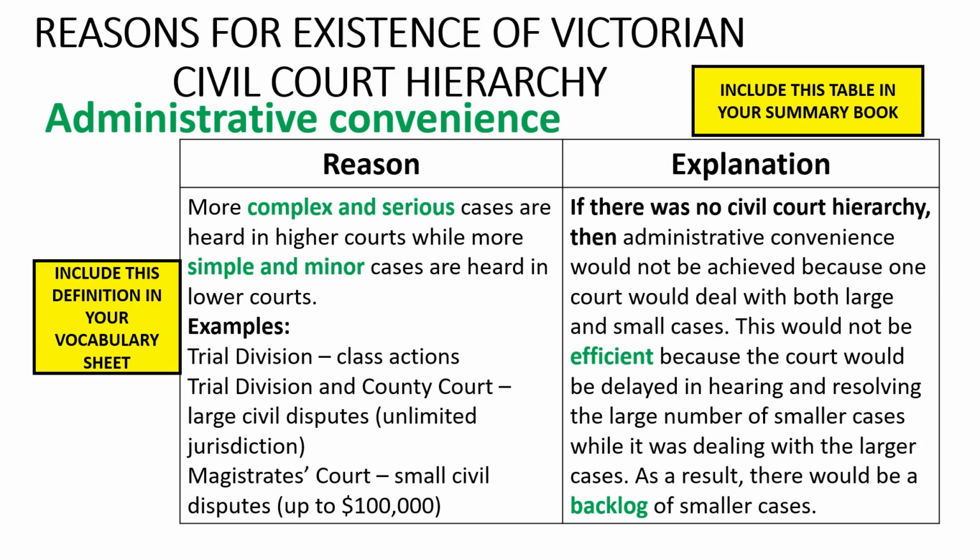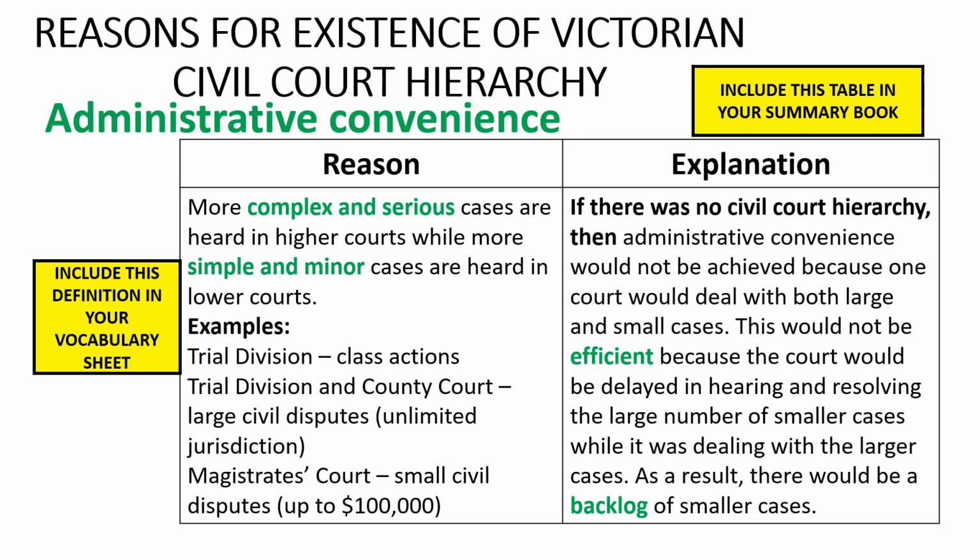The second example is that the trial division and the county court have unlimited jurisdiction to hear civil disputes. Large civil disputes can be very complex and involve millions of dollars. Again, it is more efficient for these kinds of disputes to be dealt with by the trial division and the county court, while smaller civil disputes are dealt with by the magistrates' court, because otherwise these large civil disputes would delay the hearing of the smaller civil disputes.